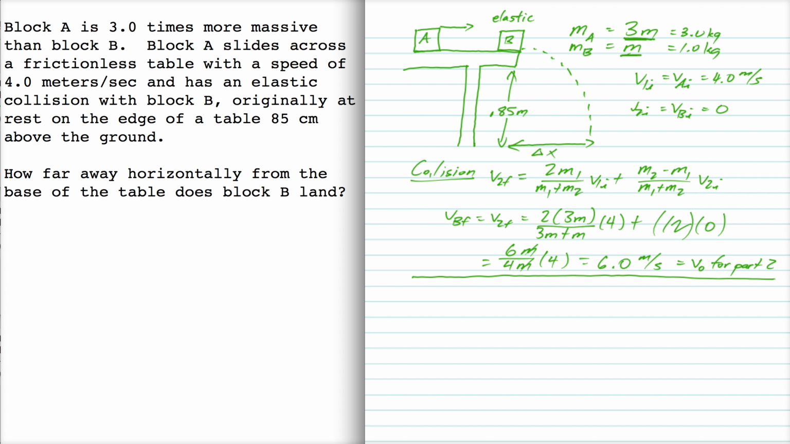Sometimes people mistake block B's motion and they try to do some kind of work energy thing. But actually the easiest way to do this kind of problem is using the ballistic motion methods that we used back in chapter 3. And to do that, you need to make a table. If you haven't already done this, you should.